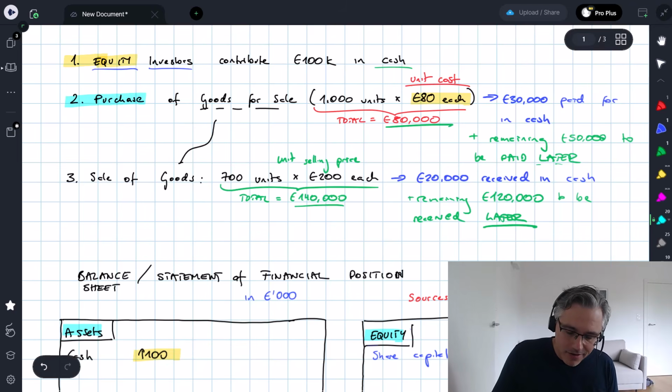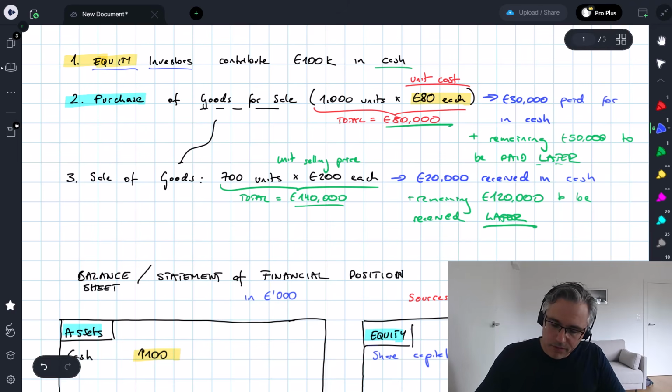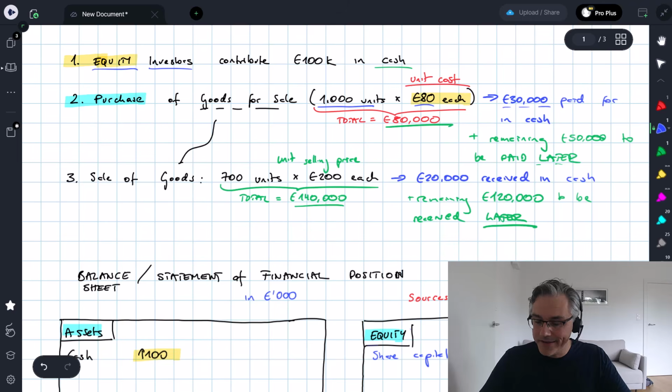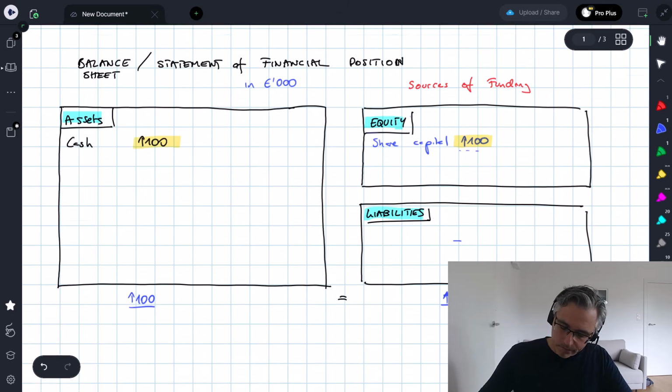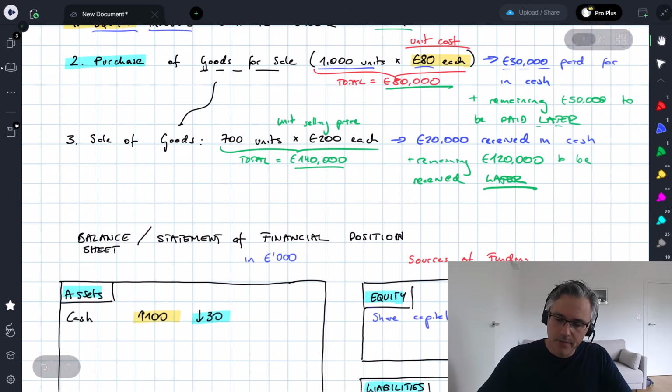The next transaction is for the purchase of goods for sale. So what the business does is it buys 1,000 units of some product at a cost of 80 each, but only 30,000 of that is settled in cash pretty much immediately. The remainder, 50,000, we promise to pay at a later date. So, of course, we are going to experience an outflow of cash. 30,000 of cash leaves the business. That's paid for in cash.